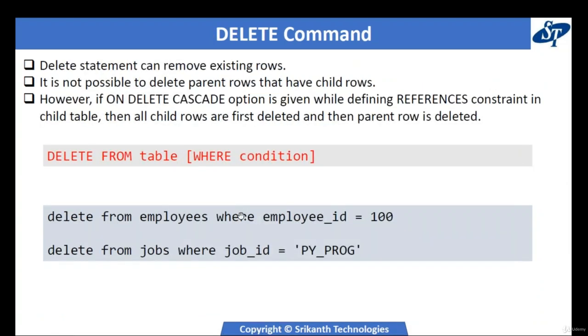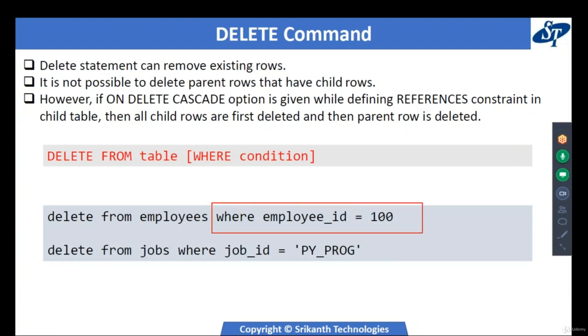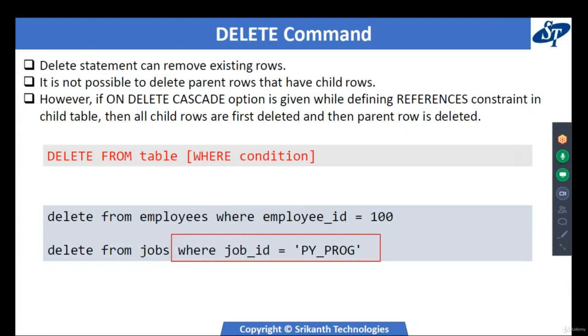The next one is delete, which is used to delete a row. You can delete a row by explicitly selecting the row. So this is where I want to delete employee 100. And this is where I want to delete the job with job ID, that is PyProgrammer. Of course, you can have a condition that is satisfied in more than one row. For example, if you say something like employee ID less than 110, all the employees where employee ID is less than 110 will be deleted.